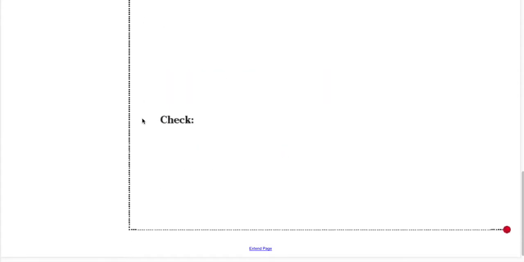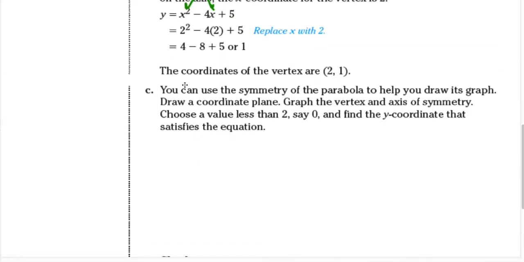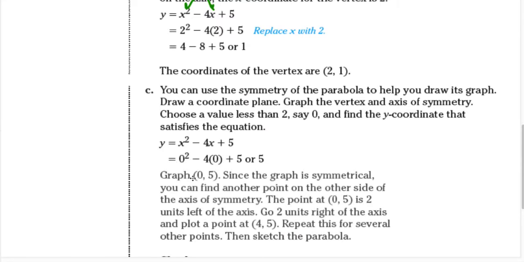The next one. Okay, graph the vertex and axis of symmetry. Choose a value less than 2, say 0, and find the y coordinate that satisfies this equation. Basically, we choose a value less than 2, and we use 0, which is less than 2. So we substitute that to our x, and we end up with y equals 5.